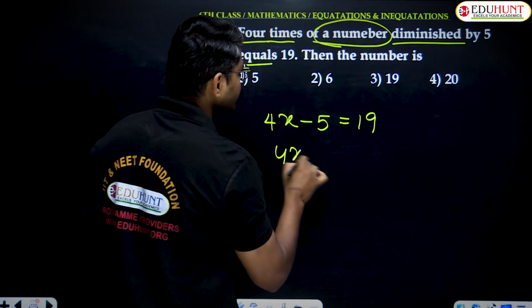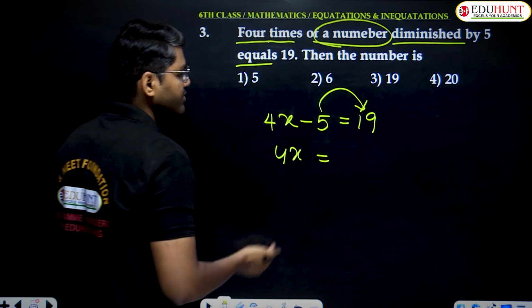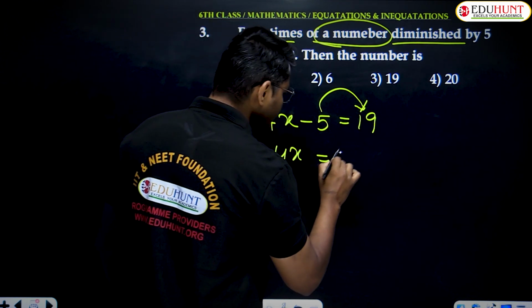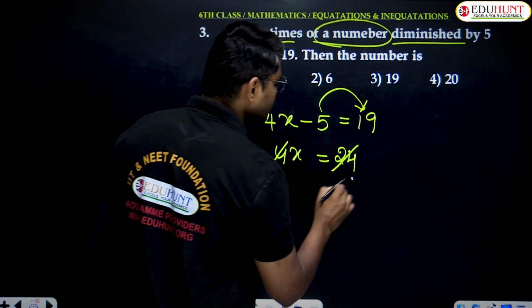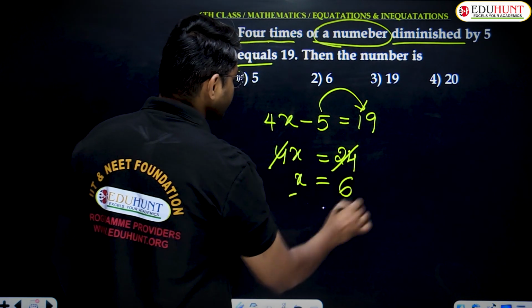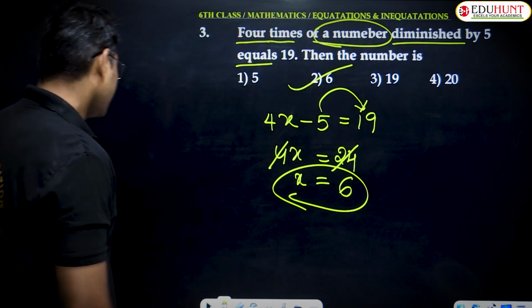So 4x is equal to 19 plus 5, minus 5 becomes plus 5. So this is 24. Here x is equal to 6. So option 2 is the correct answer for this question.